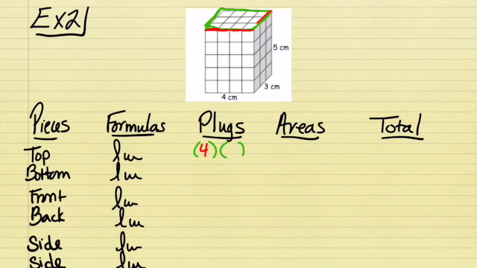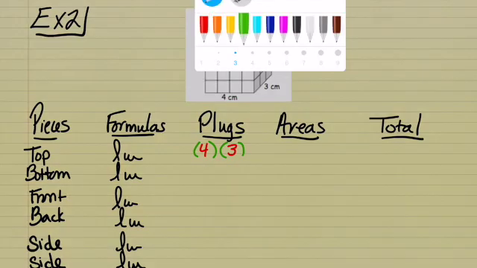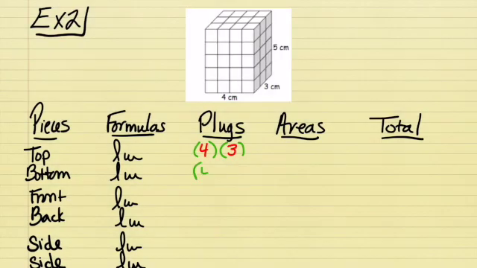Okay, and my width, I could see it lines up with here, and that would be 3. But I could also go, look at that, 1, 2, 3. So 3 units. In this case, they're using centimeters. Each one of these units is counting as a centimeter. So if my top is 4 by 3, my bottom is going to be identical, 4 by 3.